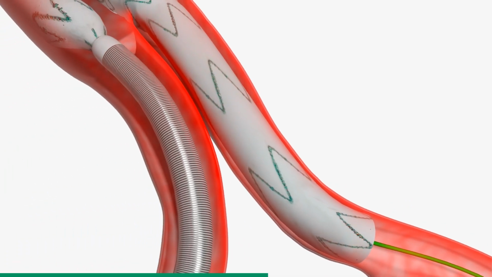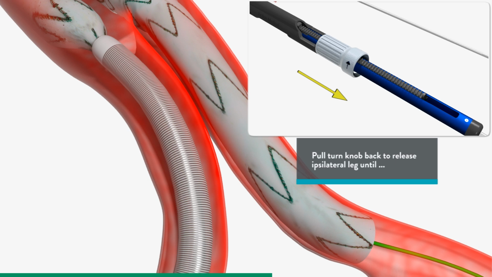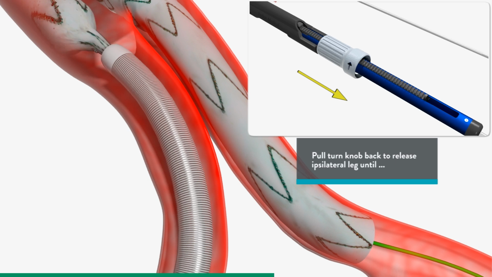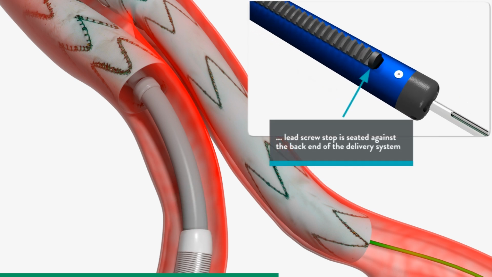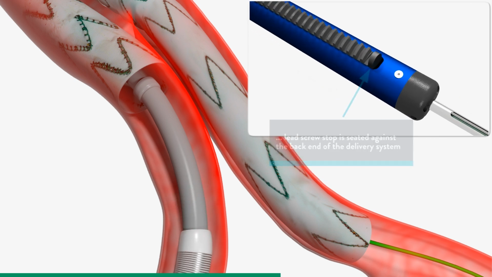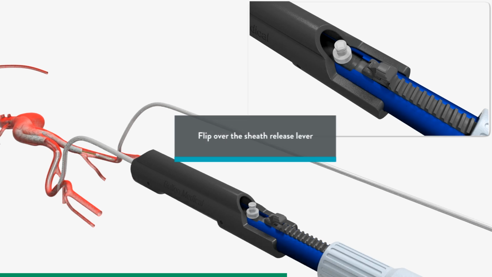Finalize the main bifurcated stent graft deployment by pulling the turn knob back to completely release the ipsilateral leg. Continue to pull back until the lead screw stop is seated against the back end of the delivery system. To release the sheath from the delivery system, completely flip over the sheath release lever until it clicks into place.